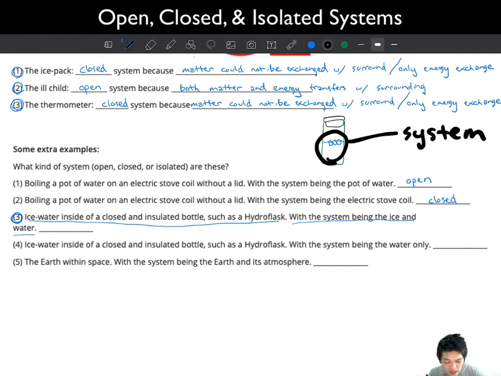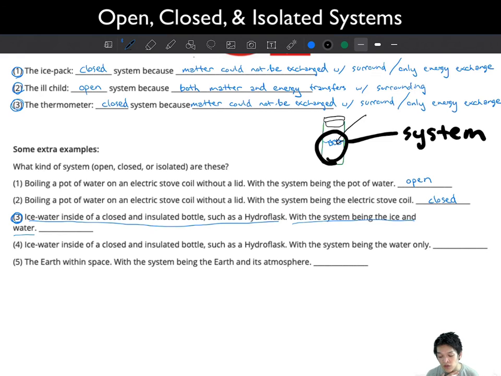Well, since this is in a hydro flask, energy really cannot go into the flask, right? Because if energy goes into the flask, that means that the hydro flask would be at room temperature pretty quickly. But in a hydro flask, if you put ice water into it, even after the entire day, and you open the hydro flask finally at the end of the day, it's still going to be ice water. That's how good it is at insulating it, right? So that means energy could not go in.